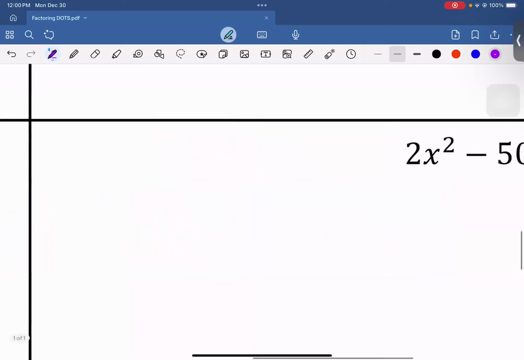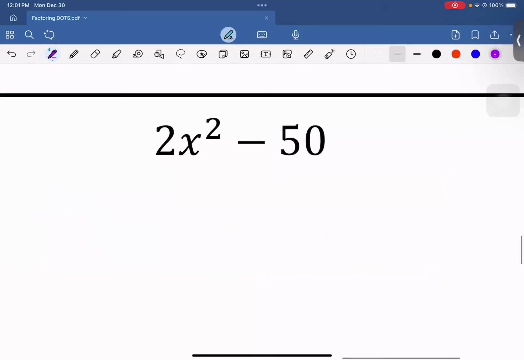Looks good. Let's move on. We have this one now. So this one is a little different. We see that I still have my even exponent. I still have 2 terms. I have my subtraction, but I don't see any perfect squares. What do we do in a case like this?